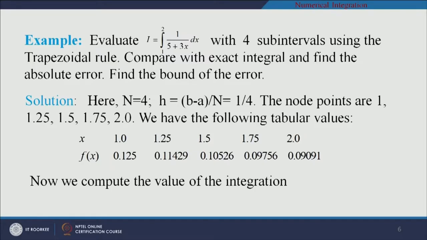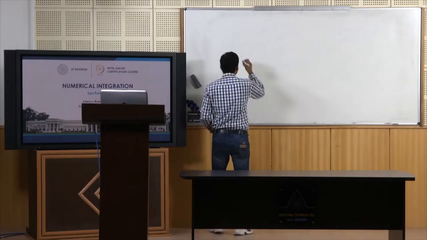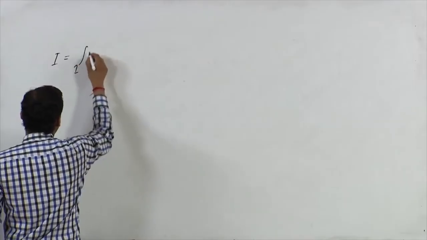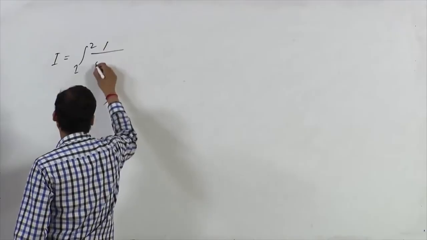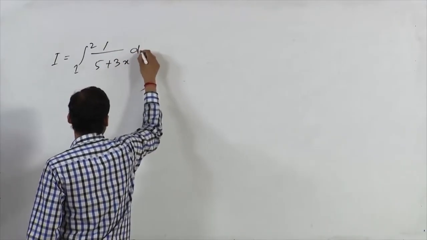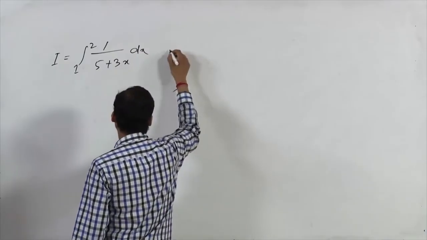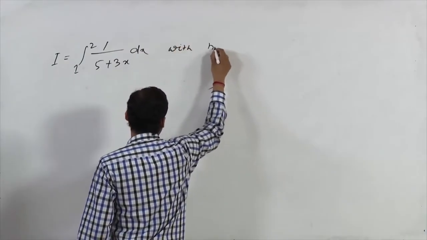Then suppose a question is asked like: evaluate the integral I = ∫ from 1 to 2 of 1/(5 + 3x) dx with 4 sub intervals using the trapezoidal rule, compare with the exact integral, find the absolute error, and find the bound for the error. Here a is 1 and b is 2, and 4 sub intervals means n equals 4. So this integration is I = ∫ from 1 to 2 of 1/(5 + 3x) dx with n = 4.